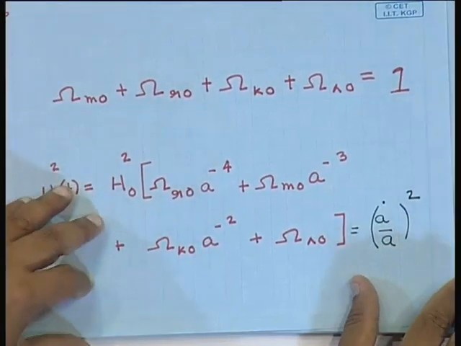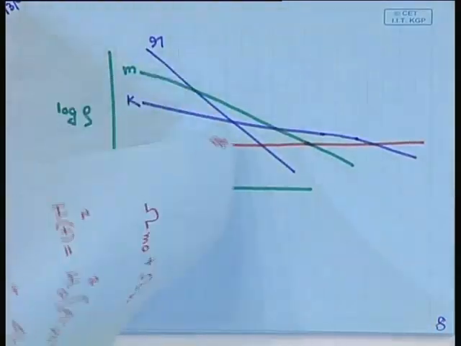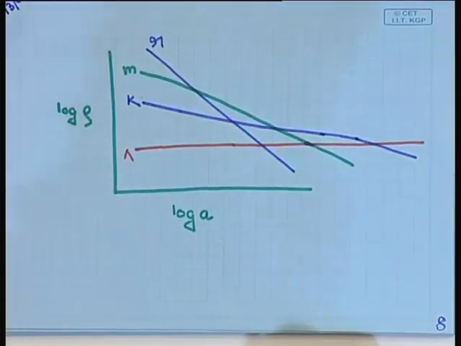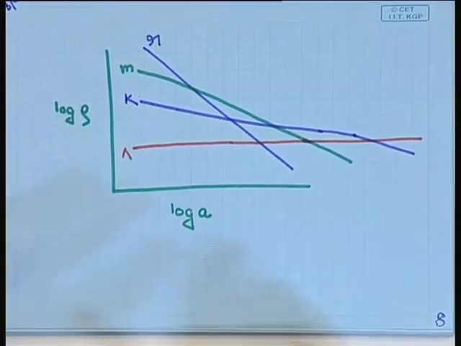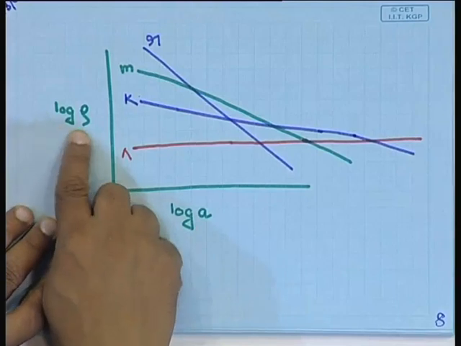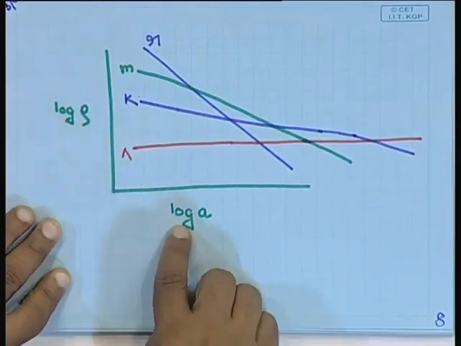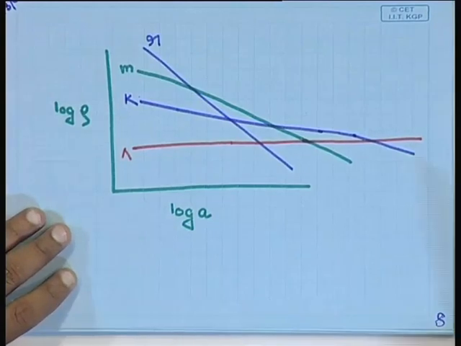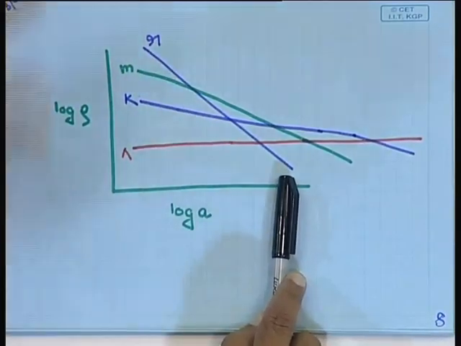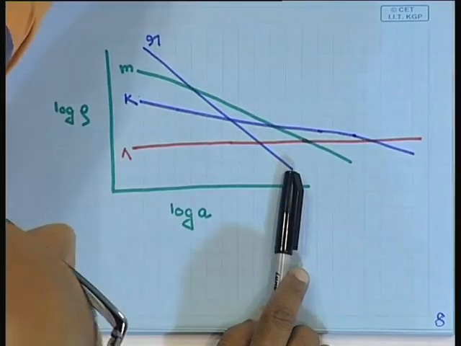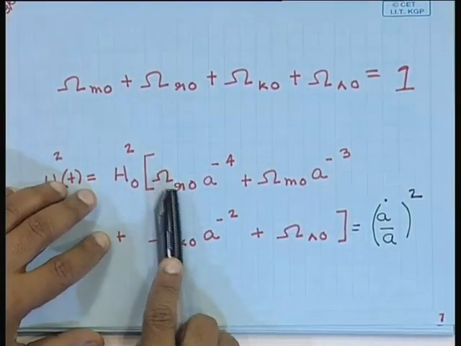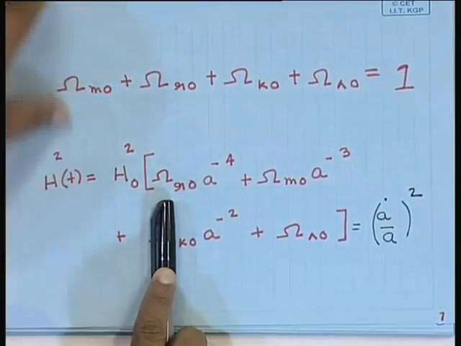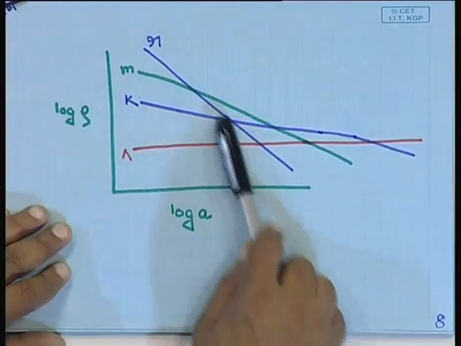And I had made a graph showing how the contribution from each of these components scales with the scale factor as the universe expands. So, this is a plot of the log of each of these contributions versus the log of the scale factor. And I had told you that the radiation component scales as a to the power minus 4 as the universe expands. All of this is obvious from this expression. This is the radiation term. The radiation density scales as a to the power minus 4, so it falls in this fashion.